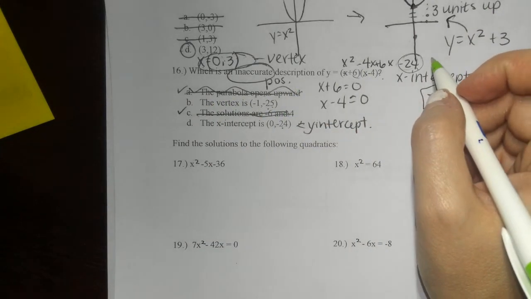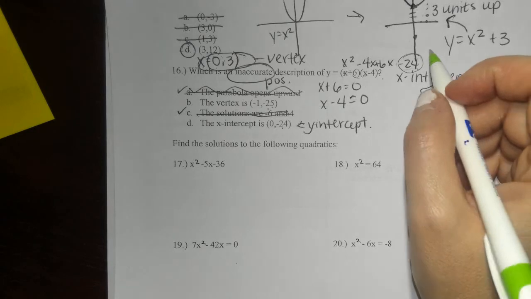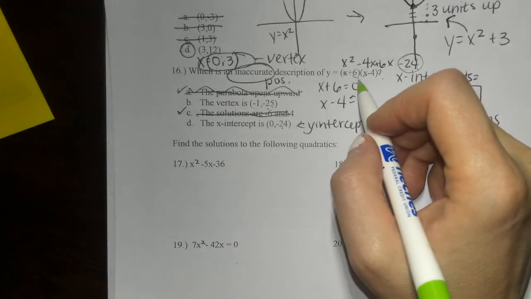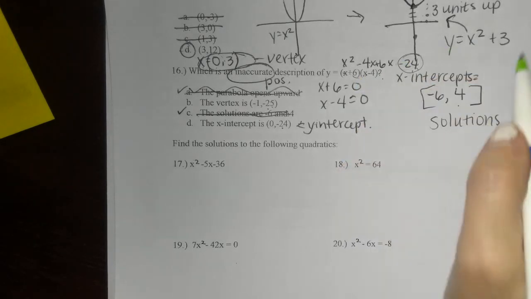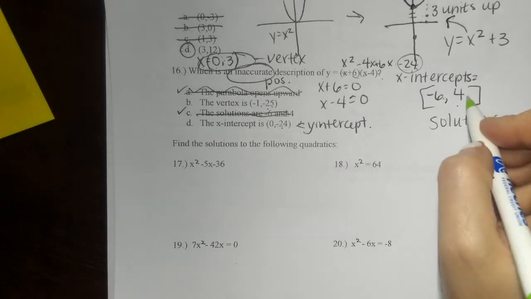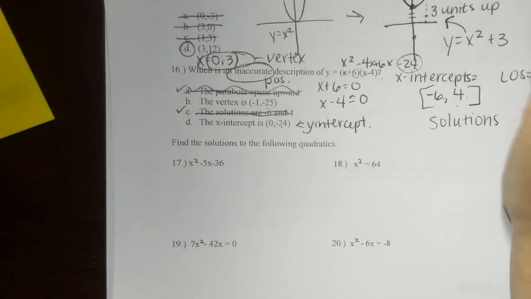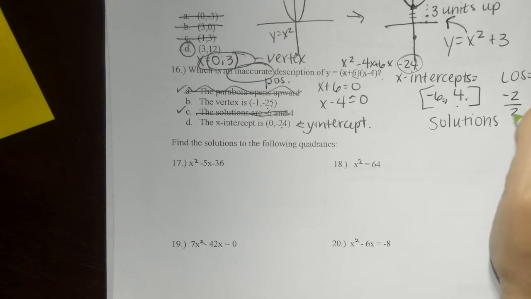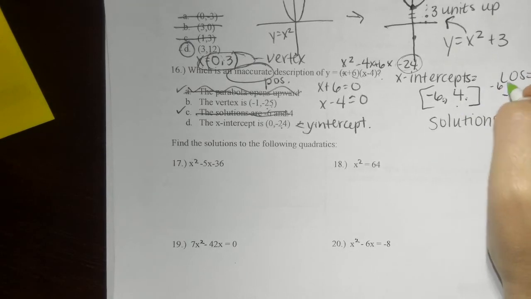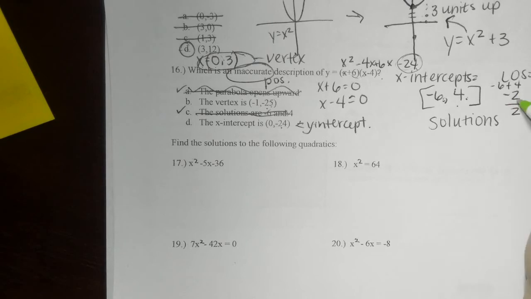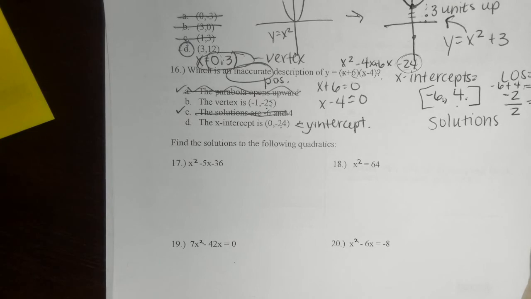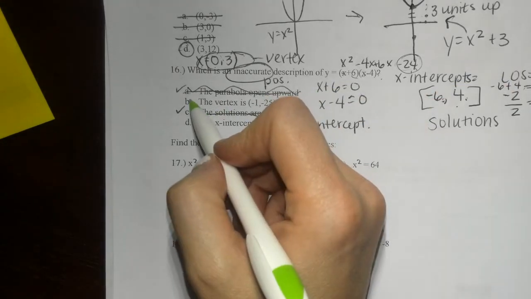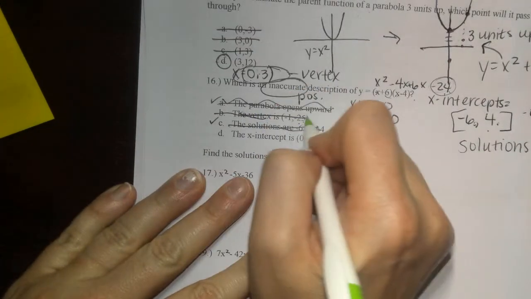The vertex, we could add these, remember to get the line of symmetry, to figure out the vertex, we could add the two x-intercepts and then divide by 2. So you get -6 plus 4, and then you get -2, then divide by 2, and that's a -1. The vertex is a -1. Yeah, so that's true, so that's not going to be right.